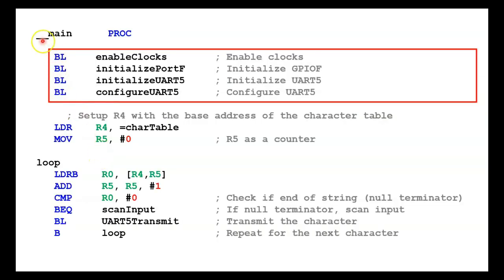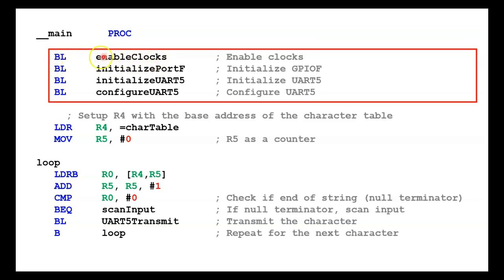Okay, so here is the main proc routine, and let's start out with these 4 instructions here. These are 4 BL instructions. BL stands for branch with link. Now, each BL instruction will call or invoke a subroutine. So, for example, BL enable clocks.